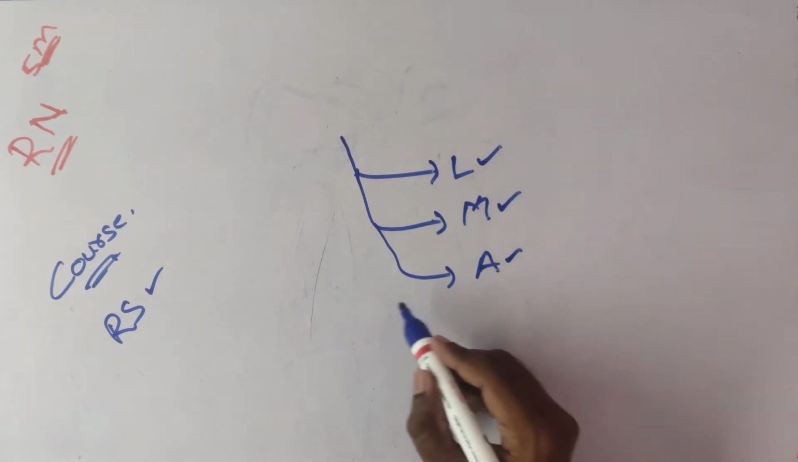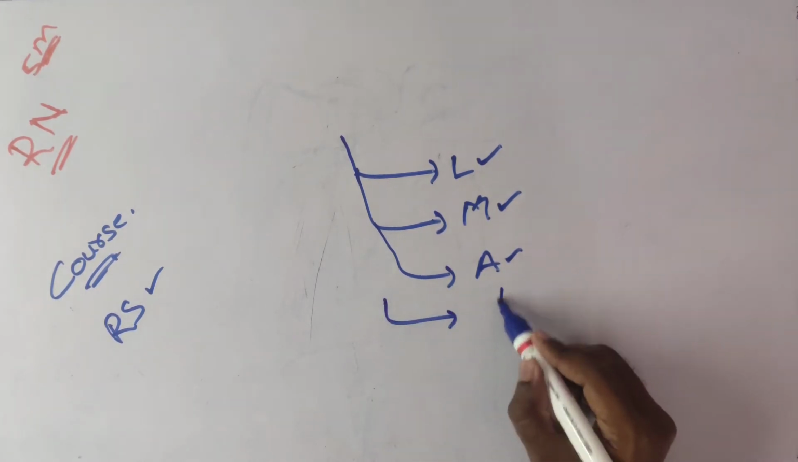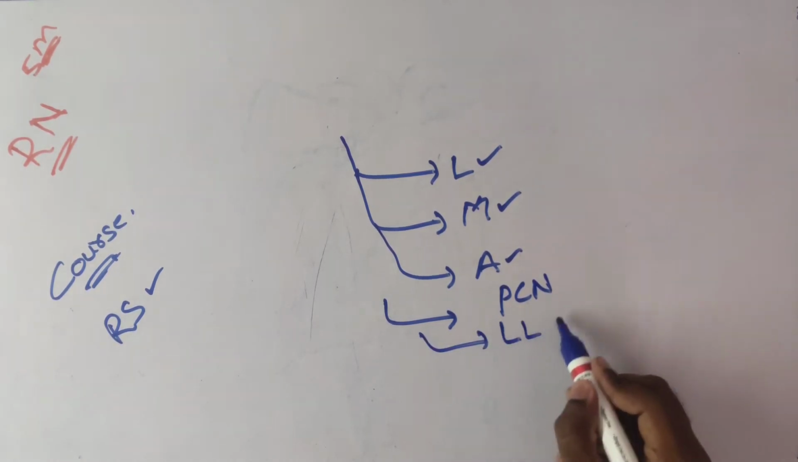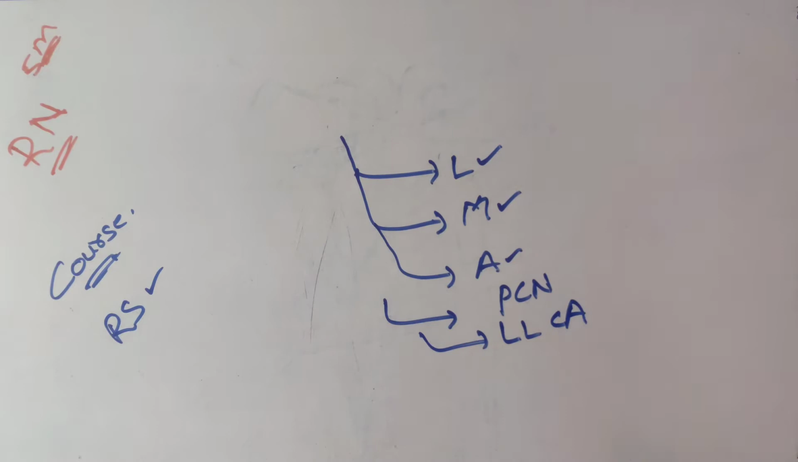Now coming to the cutaneous branches, one branch to the posterior cutaneous nerve of forearm, one branch to the lower lateral cutaneous nerve of arm. These are the branches that arise from the radial nerve at the region of radial sulcus.